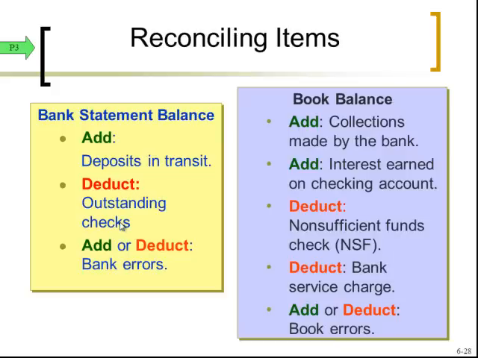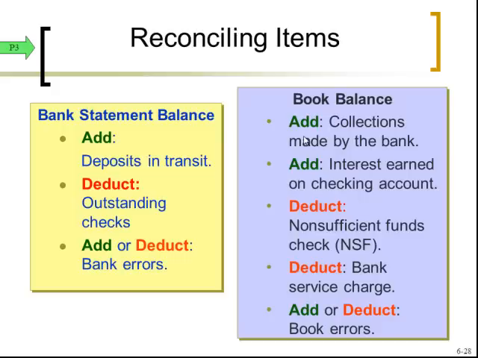We would deduct any outstanding checks. These are checks that didn't quite make it into the bank on time. We recorded them when we spent the money, but maybe the person hasn't cashed the check yet, so it's not taken out of our account. You may have bank errors which you would add or deduct depending on what the issue was. That could happen, and you want to notify the bank about it.